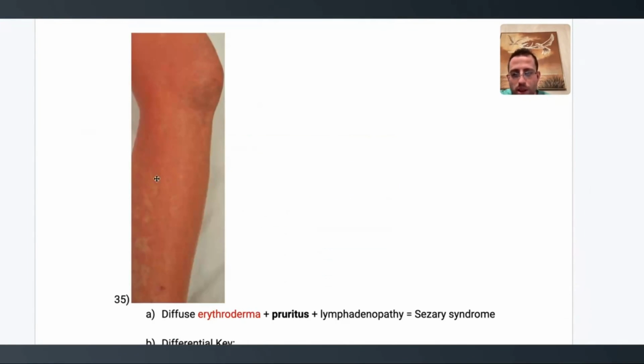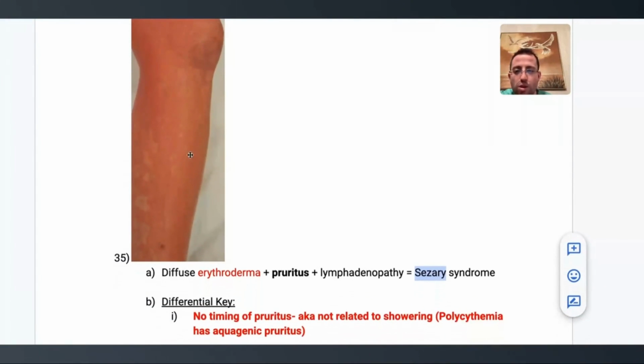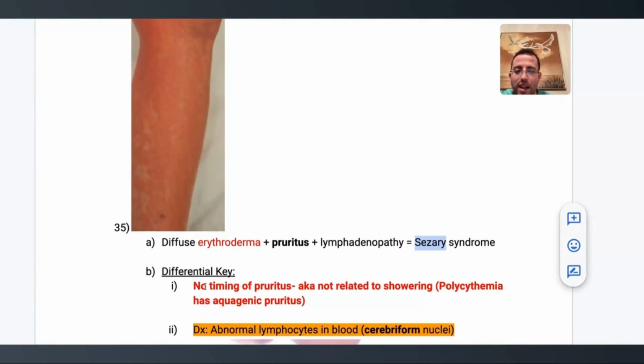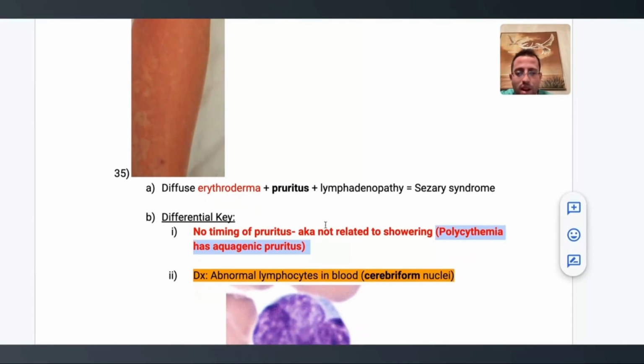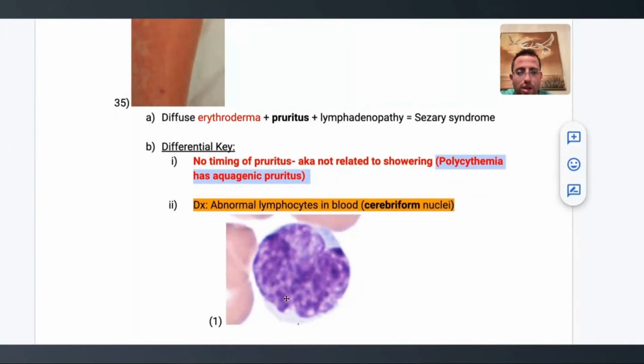All right, and then one more time here, you see this diffuse erythroderma with pruritus and lymphadenopathy. What's your diagnosis? You're thinking Sézary syndrome. Remember, you'll have those cerebriform nuclei. And the key here is that there is no timing of the pruritus, aka it's not related to showering like polycythemia vera. Polycythemia can have aquagenic pruritus, whereas Sézary syndrome can have the pruritus at any point in time. And so to diagnose, like we said, their blood will show cerebriform nuclei. You have to be able to see this and diagnose it.